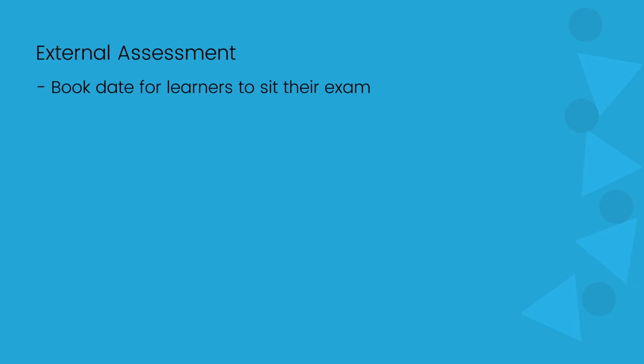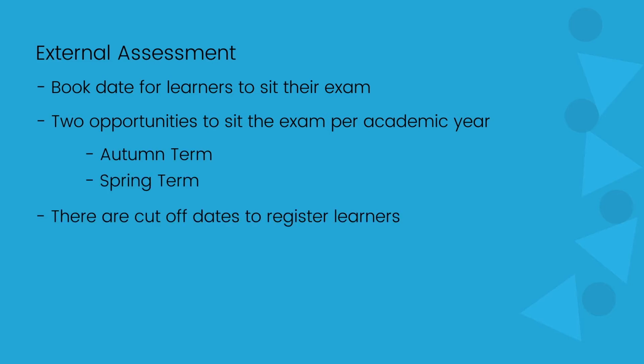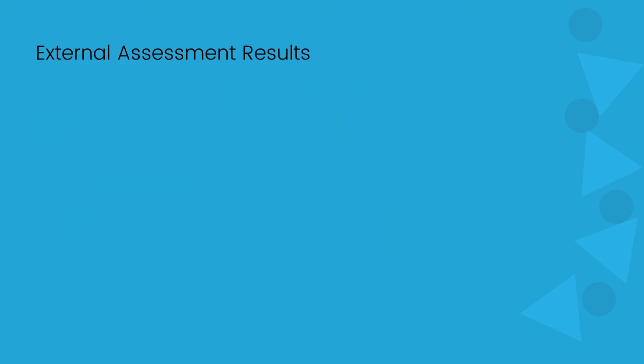There are 2 opportunities each year to sit the external assessment. Usually there is one in the autumn term and one in the spring term. You can find the published dates for each year on the NCFE website. Please make sure you are aware of the cut-off dates for booking your learners onto the external assessment to ensure you do not miss the deadline. This is usually 2 weeks before the examination date.